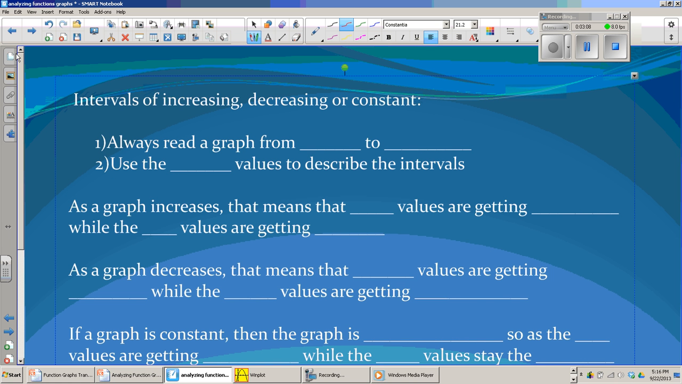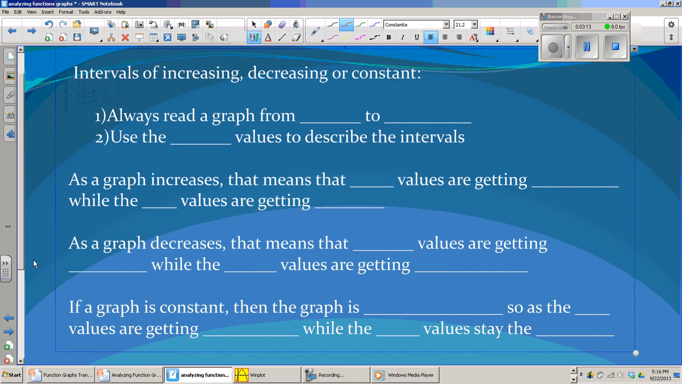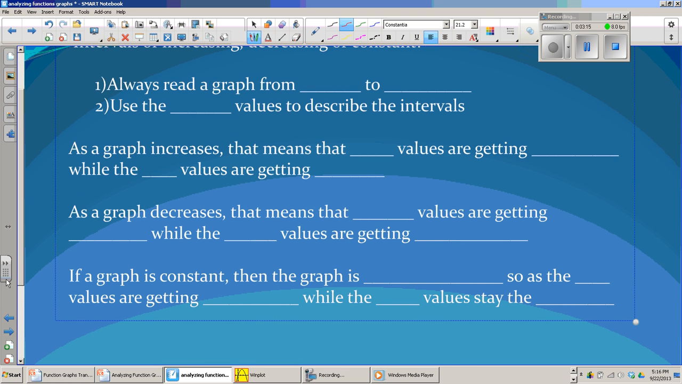Intervals of increasing, decreasing, or constant. When we're looking at a graph, we want to look at how the graph is shaped and how it's going. So some basic things that we should remember is that we always read a graph from left to right. We've talked about that before in class, but it is important that you have that in your notes and you know that. We also want to use the x values when we talk about intervals of increasing or decreasing.